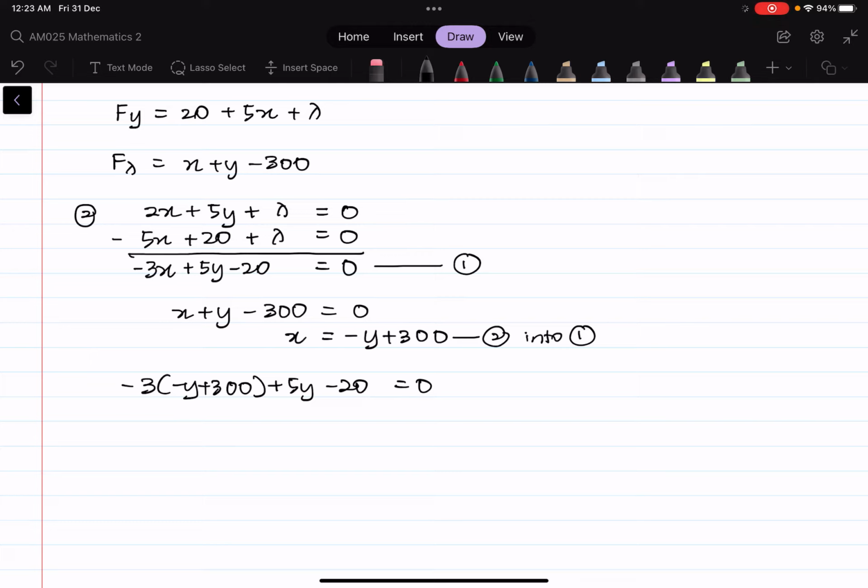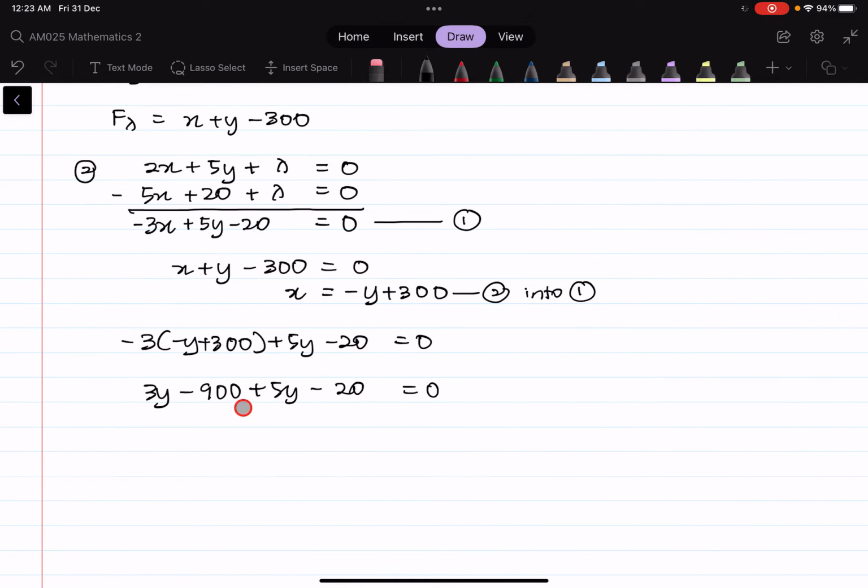Expand, and we're going to get 3y minus 900 plus 5y minus 20 equals 0. 3y plus 5y is 8y. Negative 900 minus 20 is negative 920. Bring it to the right hand side, it's going to be positive 920. So y equals 920 divided by 8, which is 115.